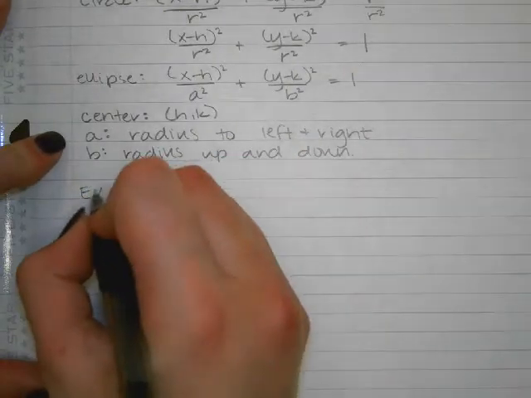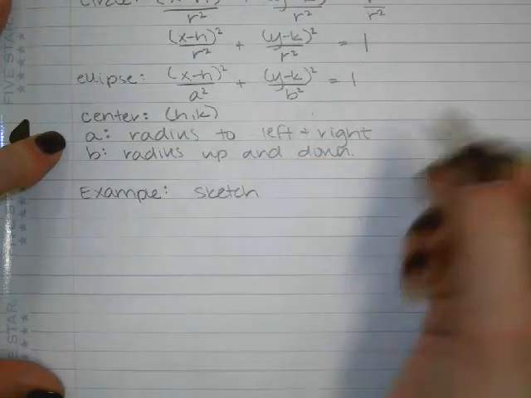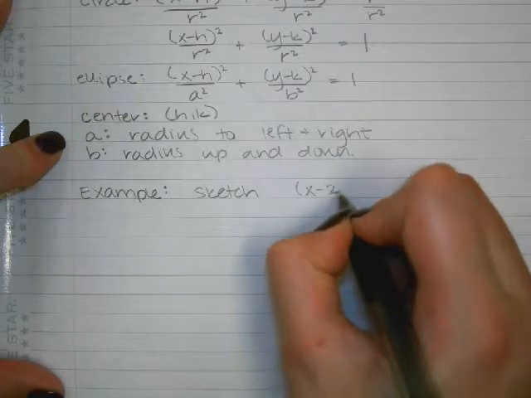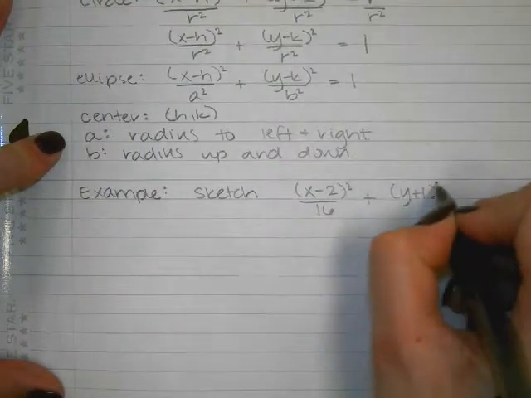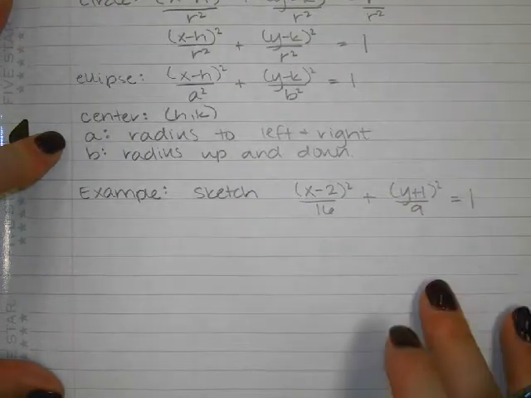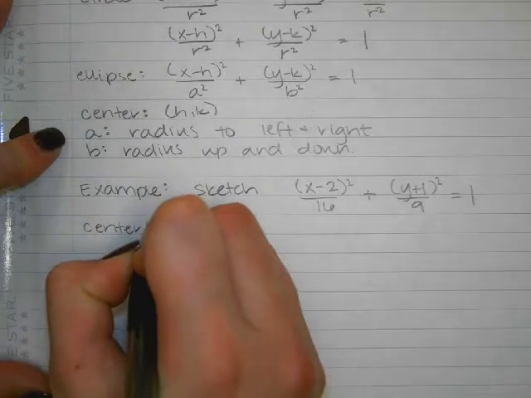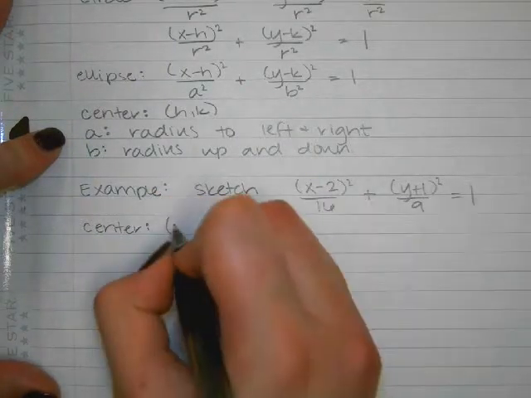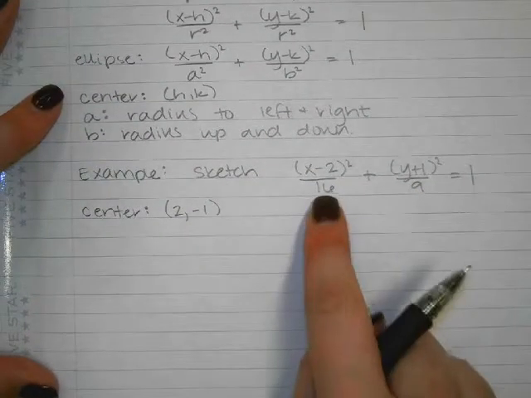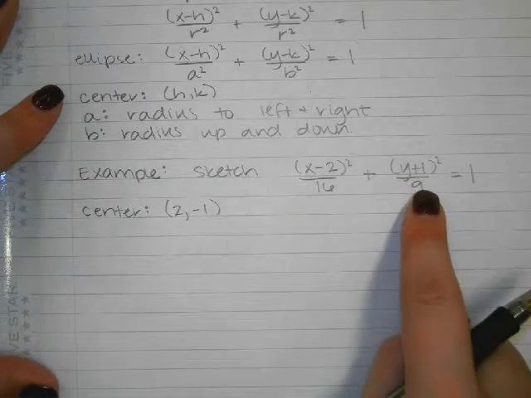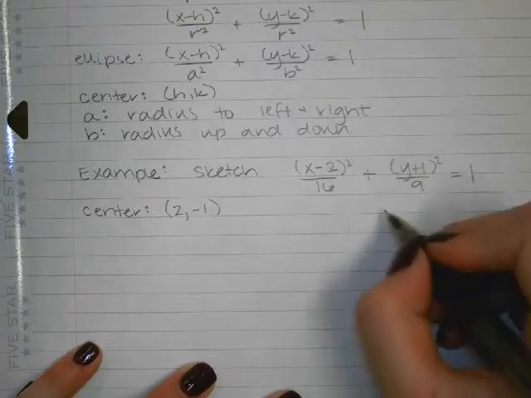So here's our example. We are going to sketch (x minus 2) squared over 16 plus (y plus 1) squared over 9 equals 1. And so that means that the center of the ellipse is the point positive 2, negative 1. And then after we graph that center to find other points, we're going to go to the left and right 4 and up and down 3. Okay, so let's go ahead and draw a sketch of this.